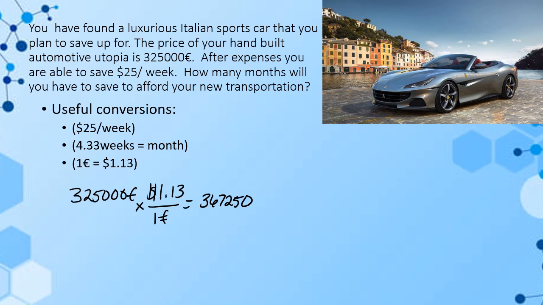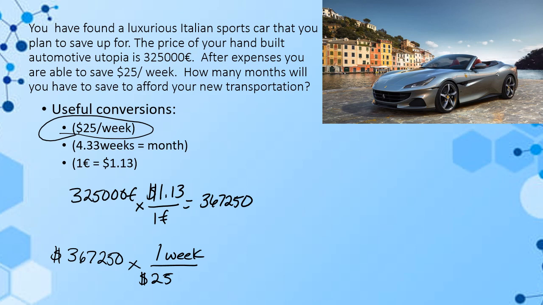So if I want to know how many weeks that will take me to save at a rate of $25 per week, I can take my $367,250 and I can multiply that by 1 week, gives me $25. Now I was able to bring that from this conversion factor here, but I just flipped it around because I want to cancel out the dollars and be left with weeks.